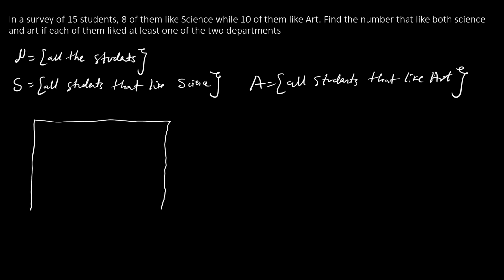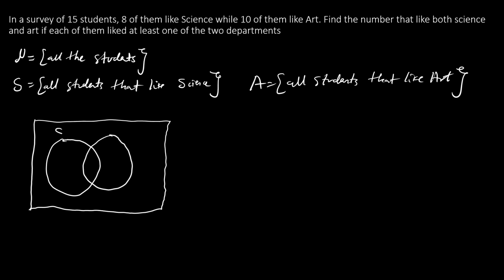Here we are looking at only two sets, which is set S and set A. So we have two sets, S and set A. This is set S and this is set A. As we mentioned before, we are looking for the intersection of science and math. So we are looking for elements that will fall in this range. But for the meantime, let's clean this off.